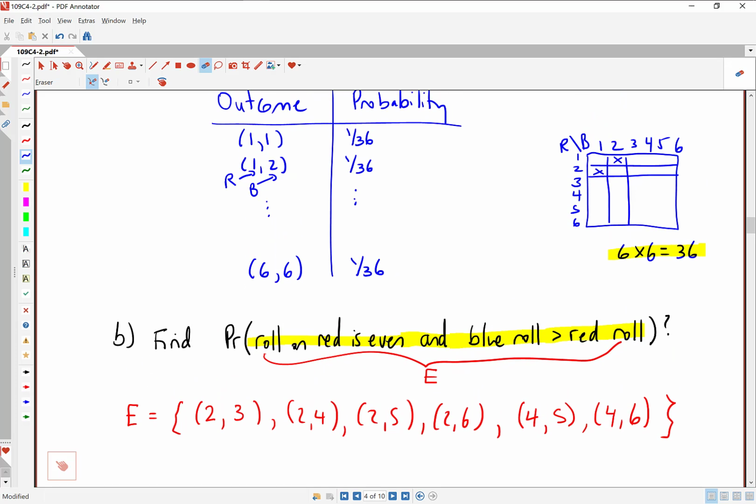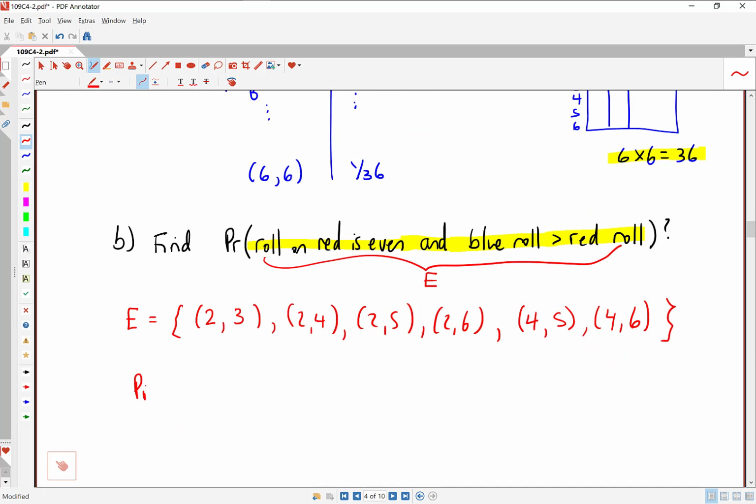We said, well, each of our outcomes, no matter what they are, is going to have probability 1 out of 36. So to get our probability of E, what we're going to do is just add up the probabilities of each of the individual outcomes that are in E. Probability of 2, 3, 1 out of 36. We're going to add that to the probability of this outcome, which is 1 out of 36. Add it to the probability of this outcome, 1 out of 36. And you probably get the idea. So we're just adding up 1 out of 36 for each of these different outcomes.